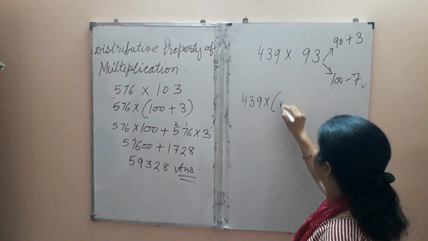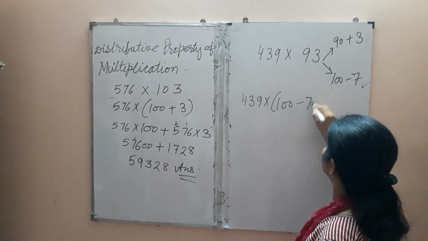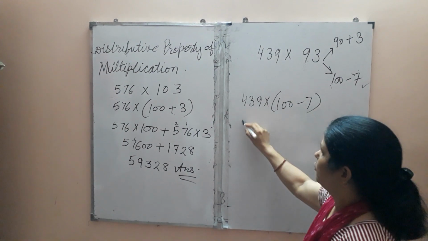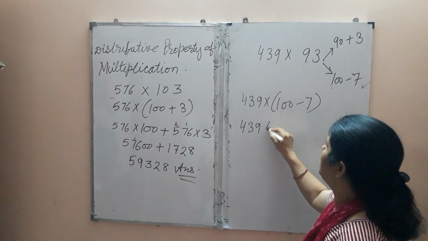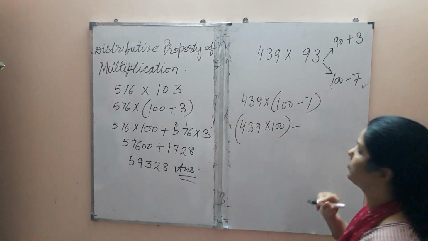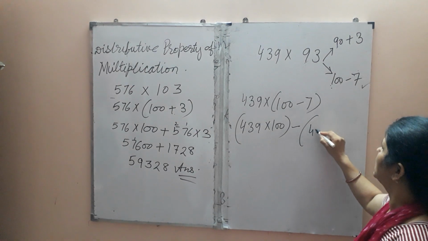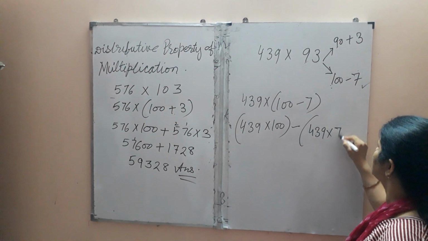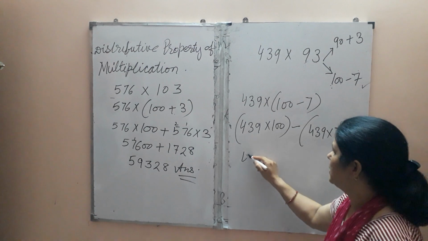439 multiplied by 100 minus 7. We will multiply 439 by 100, and a minus sign is there, so we will put a minus sign in between, and 439 multiplied by 7. 439, 100.